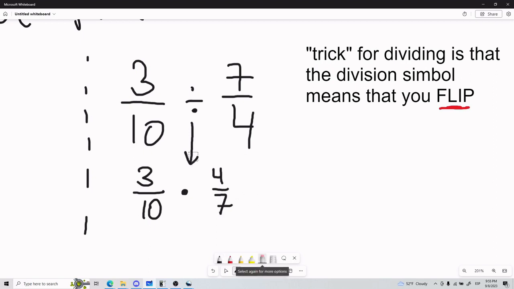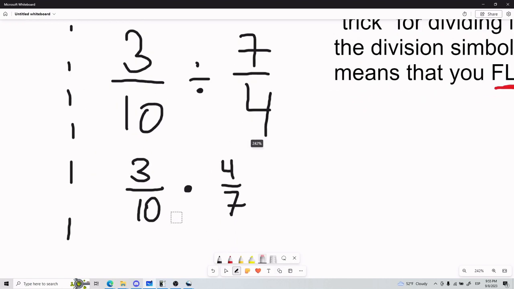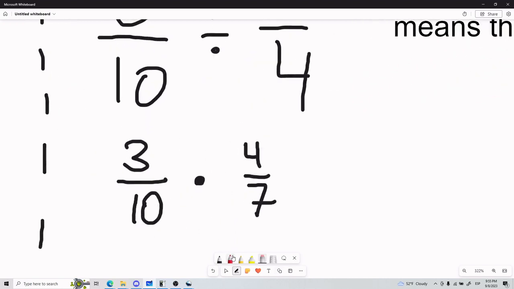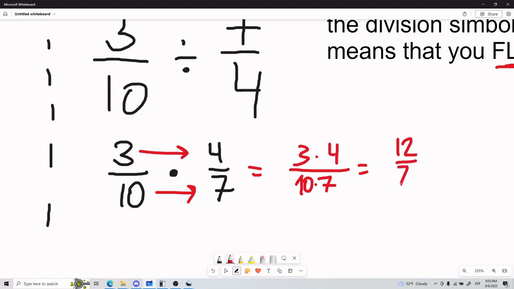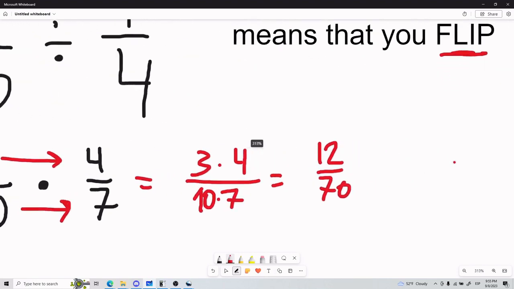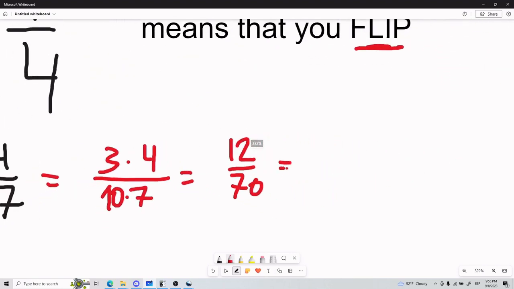So you flip it, okay? I think the fancy math language for that is the reciprocal. Point is, after you flip it, now you can multiply across, because now it's a multiplication problem, not a division one. See? So here we would do 3 times 4, numerator with numerator, divided by 10 times 7, denominator with denominator. This gives me 12 divided by 70. Since they're both even, I can just divide by 2. So I can do 6 divided by 35.